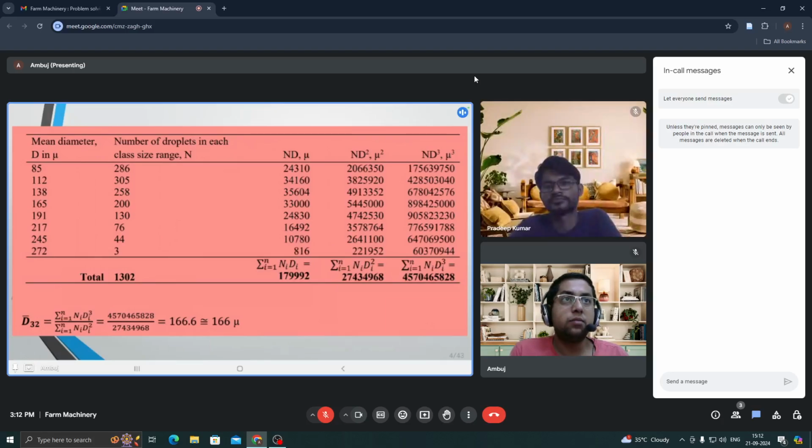If it is an objective type then directly you can use the calculator also, but it would be becoming out of memory. That is why my sincere advice is to follow a tabular form and jump into this question when you have enough time. It is not like that at the very first attempt you should attempt a very lengthy question. See here, everything has been calculated: ni di square, ni di cube. You would get this value, and by division you would get 166.67 something, which would be approximately equal to 166 micron.